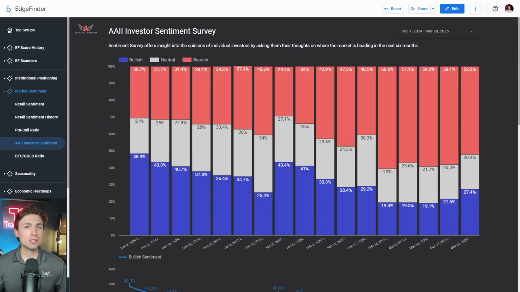Next up, we'll be taking a look at the AAII Investor Sentiment Survey. This powerful survey asks respondents how they're feeling about the stock market in the next 6 months. Simple as that, and it's a really powerful tool. Simple just ultimately is best in my opinion when it comes to trading.